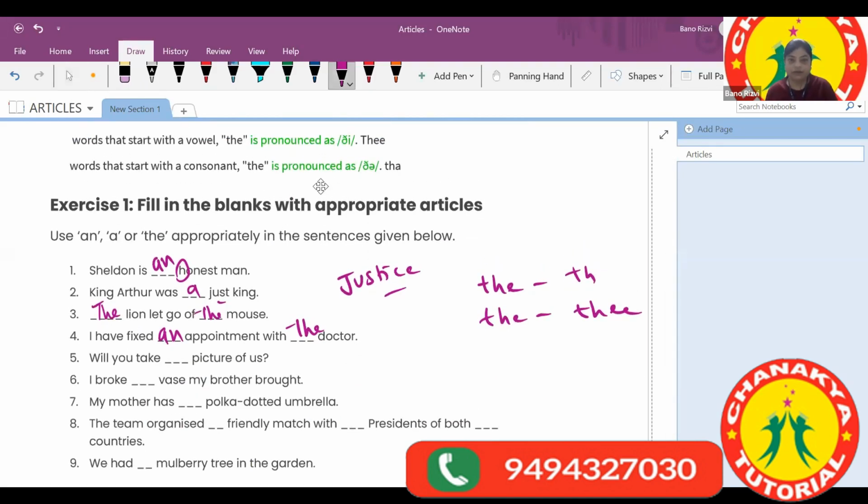So let me tell you. We have D here. D is a consonant. So whenever we have a consonant, we say the doctor. If we have a vowel, you can say apple, so we say an apple. Why? Because A is a vowel. We don't say a apple. We say an apple. I have an apple. The apple is red. Do you get it?